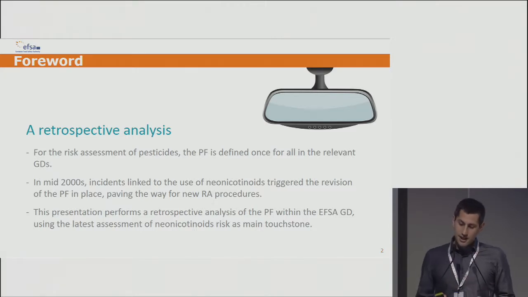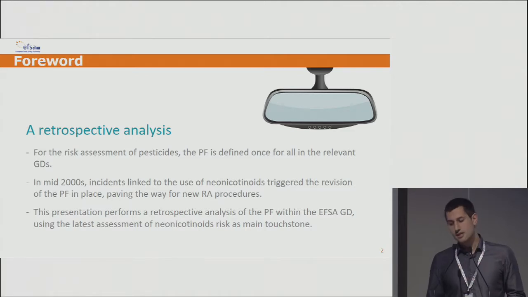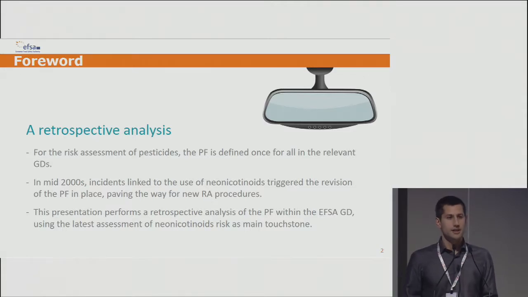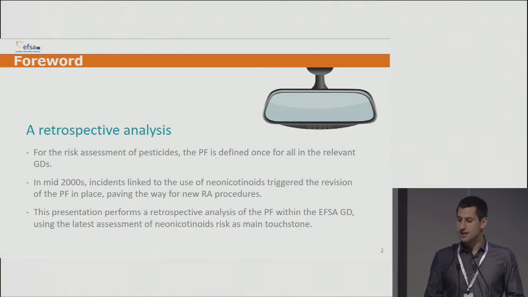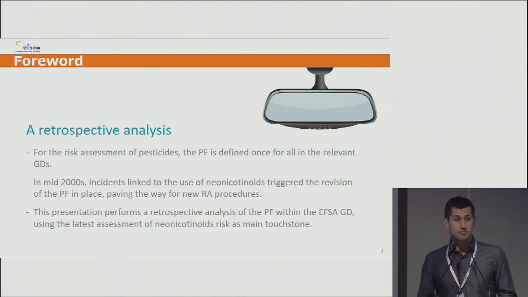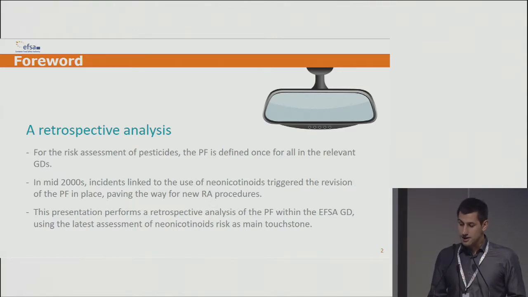Now, the start of our story is probably in the middle of the 2000s, when there were some incidents linked to the use of neonicotinoid insecticides. Those incidents basically led regulators to think about what the problem formulation was at that time, and to the idea that it needed to be updated. The discussion that followed culminated in the publication of an opinion of EFSA in 2012, and finally in the EFSA guidance document for bees in 2013.